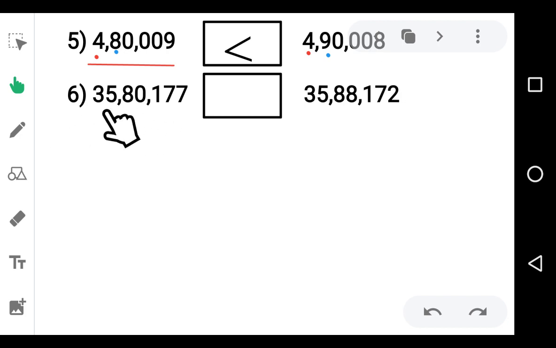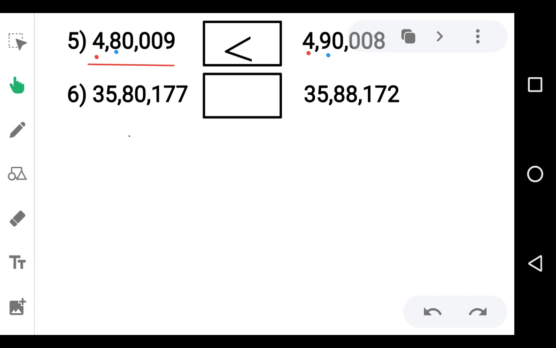Next, these both are 7-digit numbers. This is 35,80,177. This is 35,88,172. So here we compare the places. See here, here is 3 in the 10 lakh place. Here is also 3 in the 10 lakh place. So we compare the digits at the lakh places. Here is 5. Here is also 5.